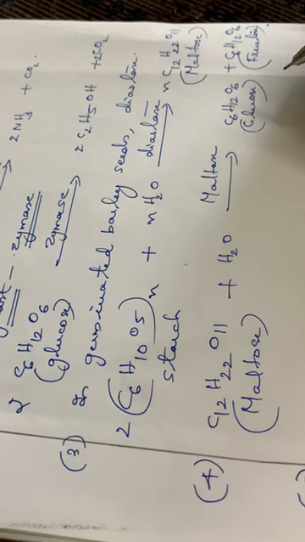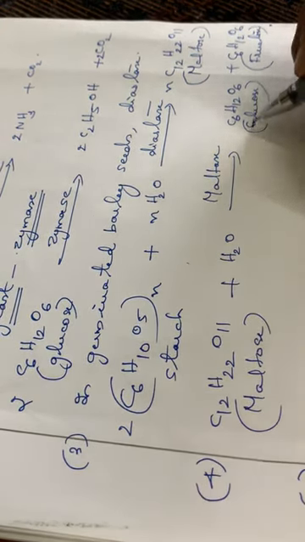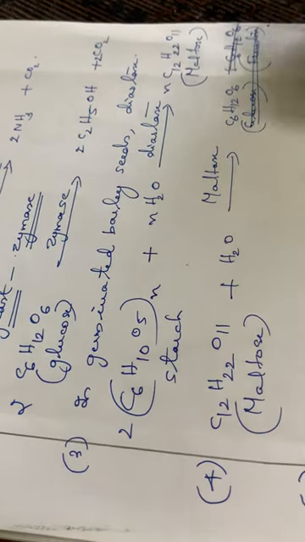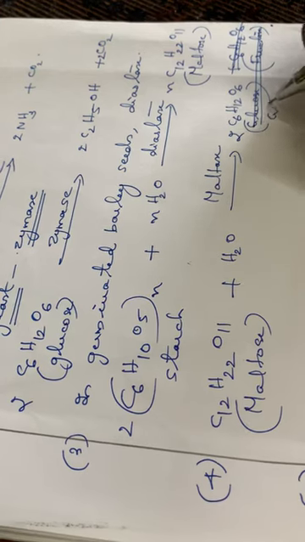Sorry, there is a mistake. Here, this maltose, in the presence of maltase, will be converted to glucose, C6H12O6, two molecules of glucose.